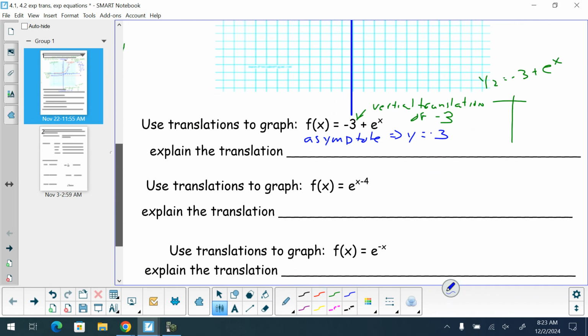If we look at the e to the x minus 4 graph, so if you want to in your y2 again, type in, make sure you keep it as an exponent or a quantity, x minus 4.